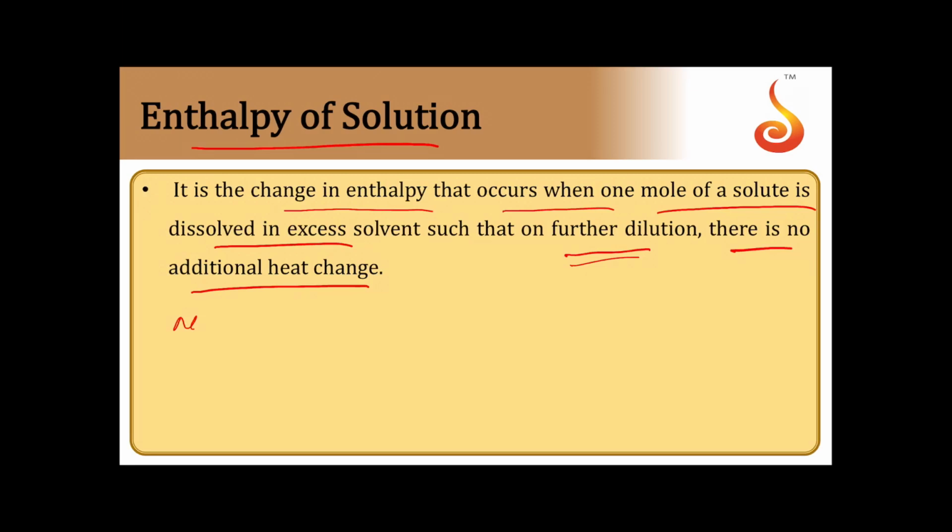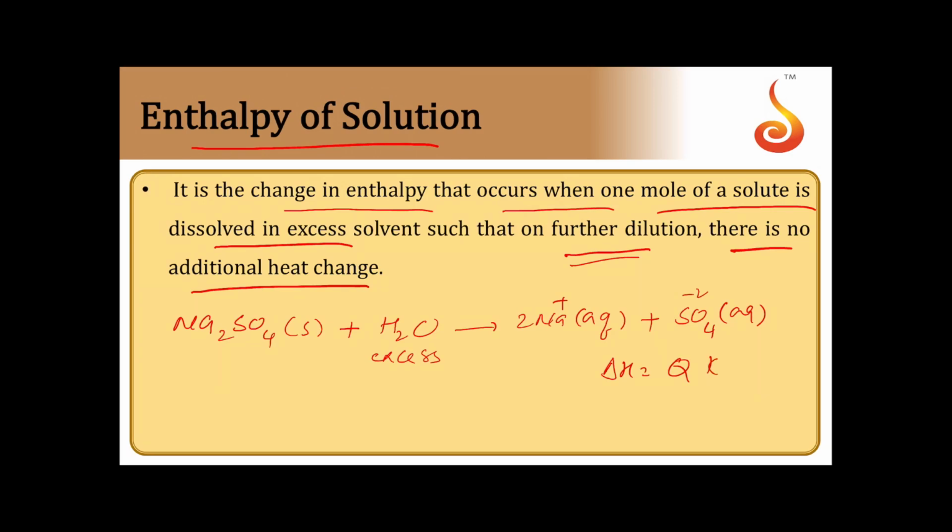Means, for example, let us take sodium sulfate. You have taken 1 mole here, a solid substance. To that you add water. Water should be in excess here, giving rise to 2 Na plus aqueous plus SO4 2 minus aqueous. Then some delta H value, so delta H is equal to Q kilocalories now.